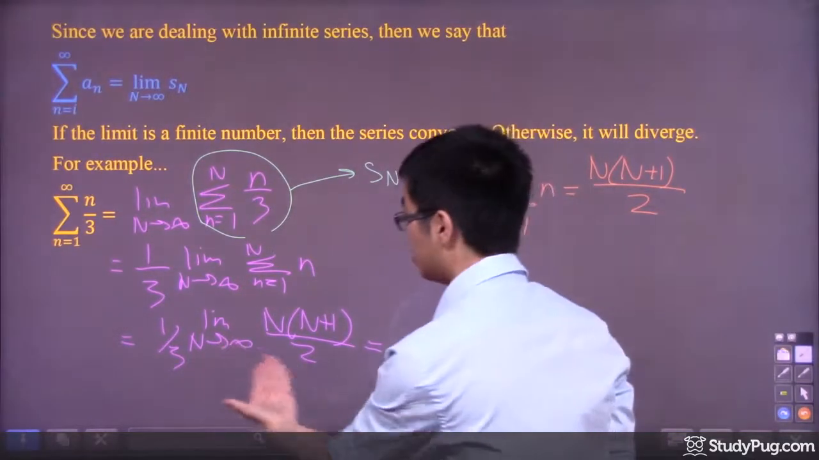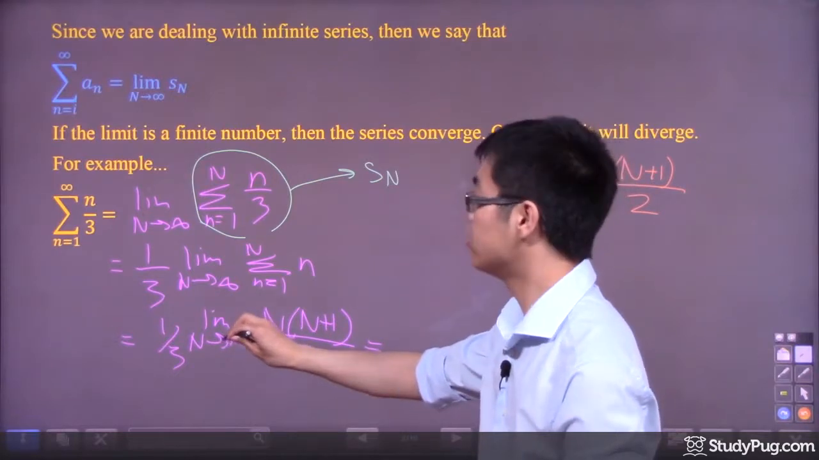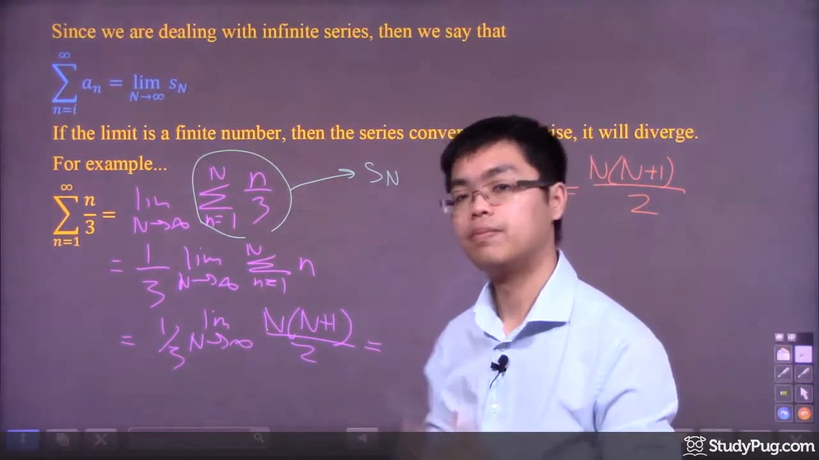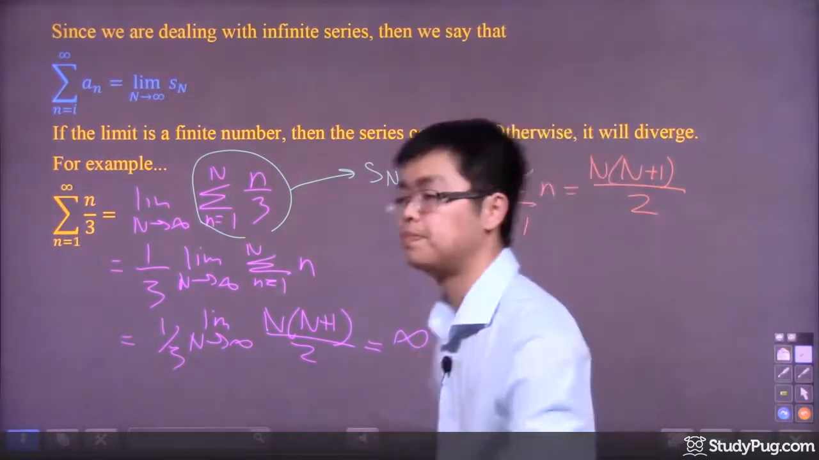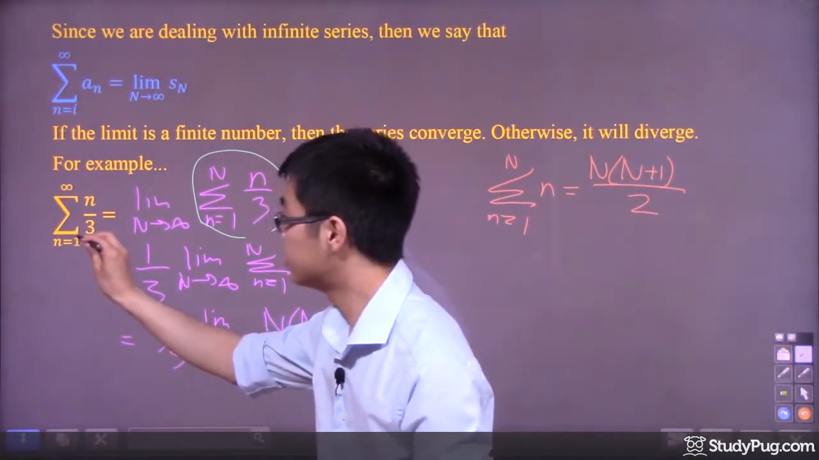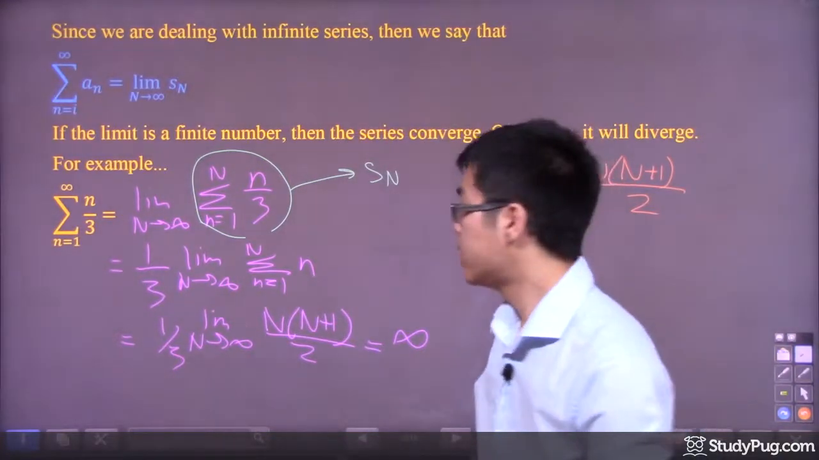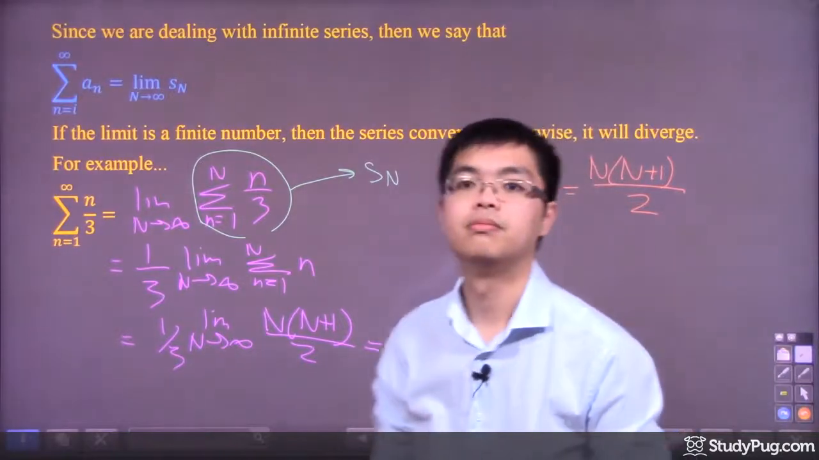So now I can actually do this, and I realize that as the big N goes to infinity, this whole thing right here goes to infinity. So this is going to be infinity. So where did we start from? We went from an infinite series, and we said that this infinite series goes to infinity.